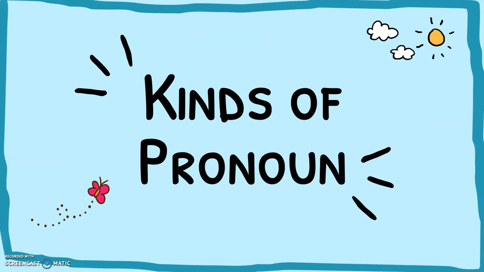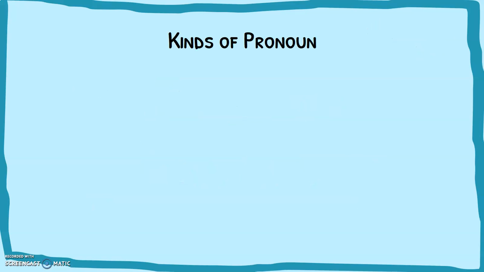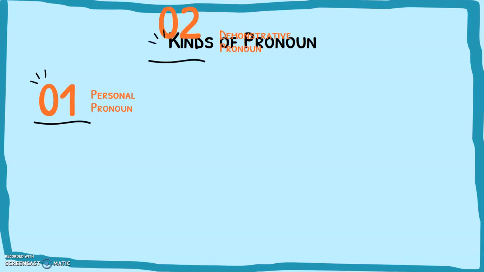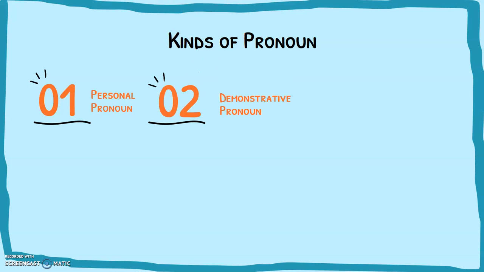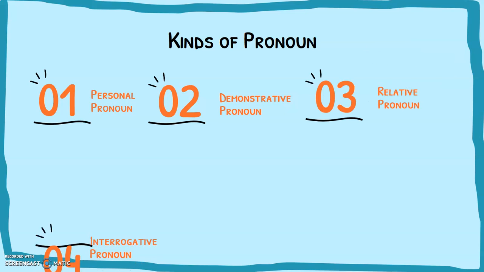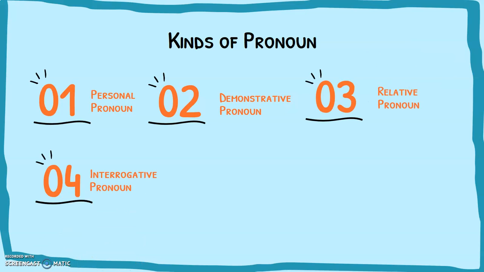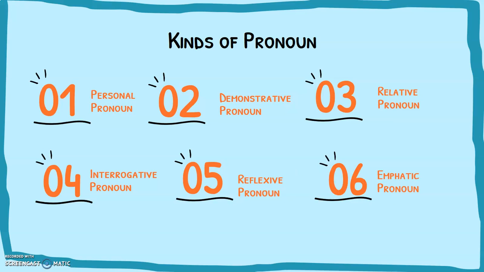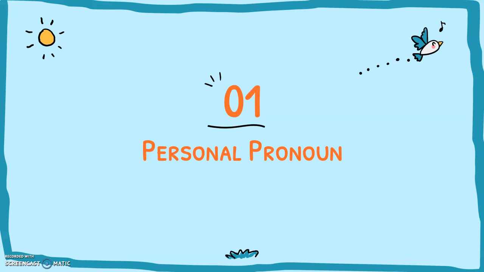Now let's go further. Next is kinds of pronouns. Now let's see how many kinds of pronouns there are. First one is called personal pronoun. Next is demonstrative pronoun. Third is relative pronoun. Fourth is interrogative pronoun. Fifth is reflexive pronoun. And last is emphatic pronoun. Now let's learn each in detail.